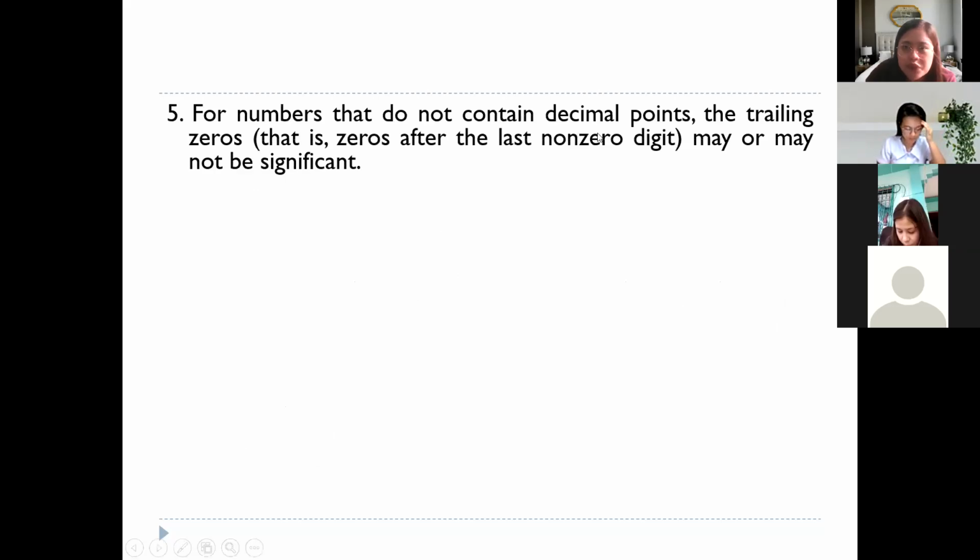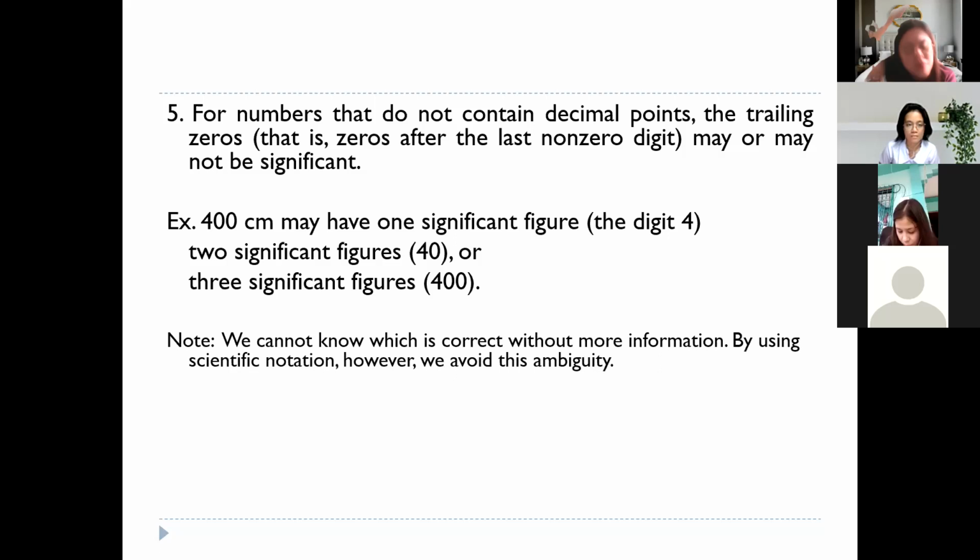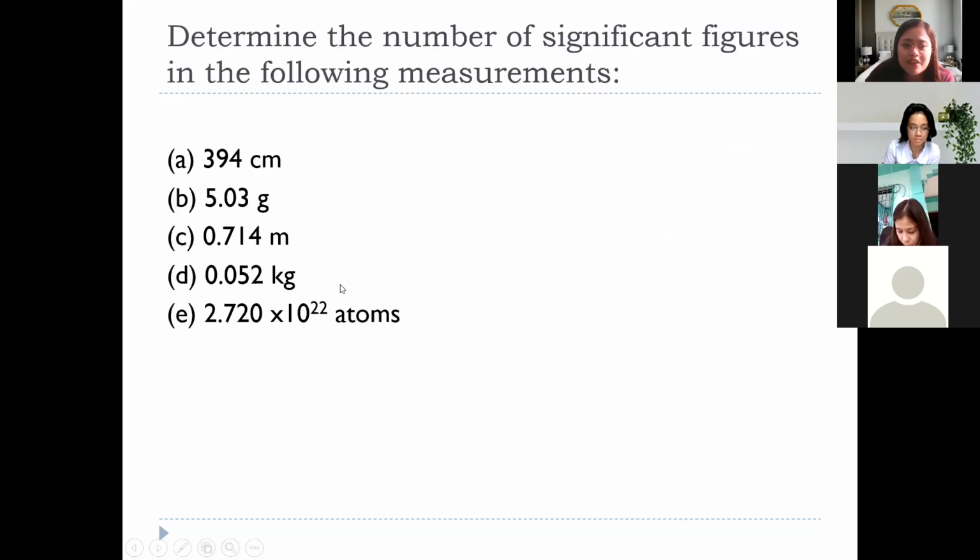Okay, for numbers that do not contain decimal points, the trailing zeros may or may not be significant. Pwede siya, pag walang decimal point class, the trailing zeros again may or may not be significant. Kaya lang this one is actually confusing, because for example, you have 400 centimeters. You may have one significant figure, but actually you may have 2, or even 3 significant figures, kay 400 lang ni siya.